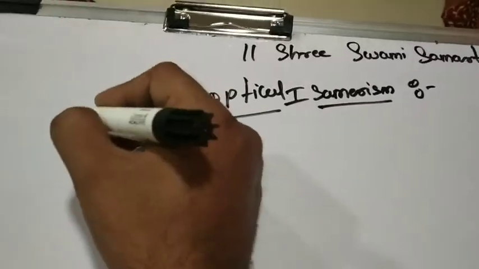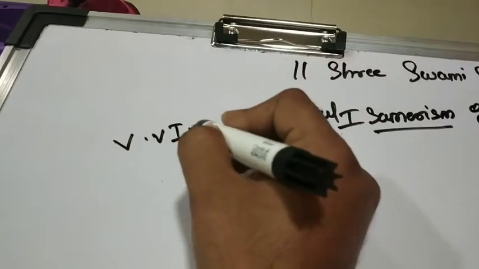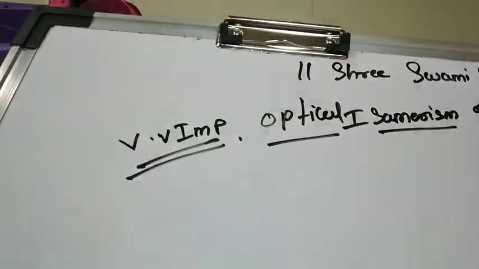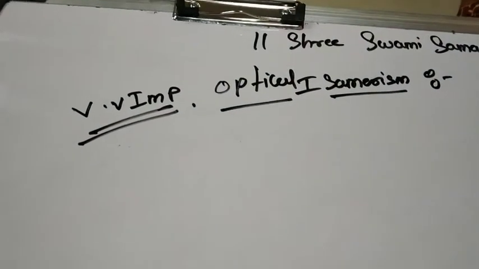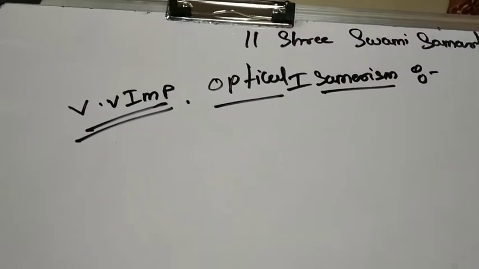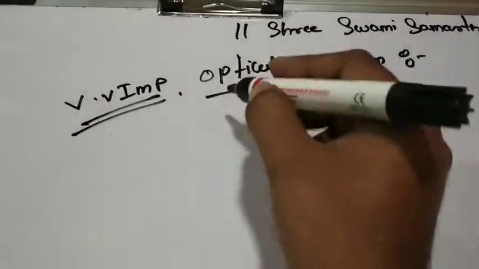See, this is a very important question. You have to mark it down in your notebook. This is a very important question as far as the board exam is concerned, right? Now what is exactly optical isomerism? You can note it down.